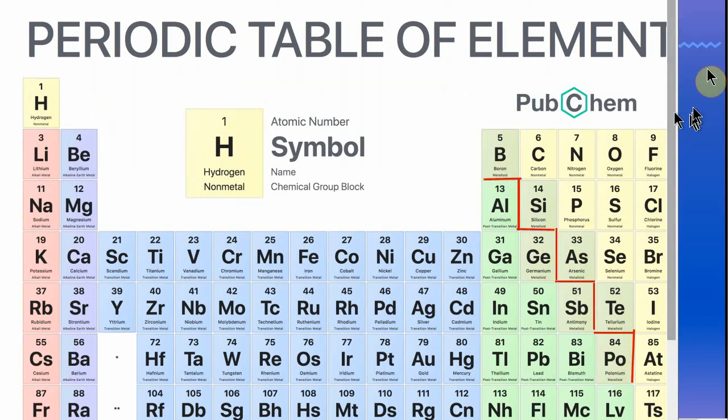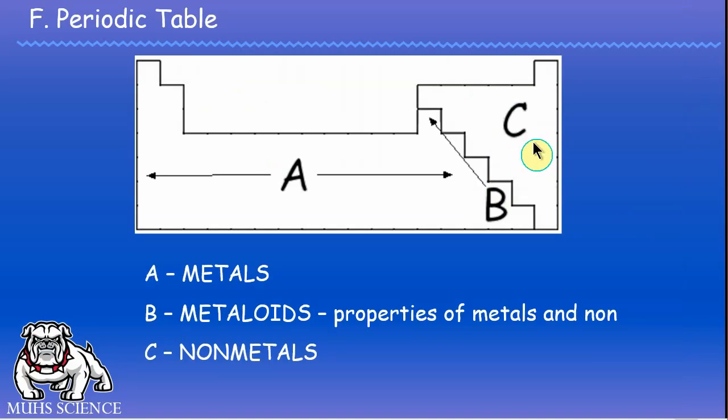So your typical non-metals are in region C. Non-metals are things that don't conduct electricity well, and they don't conduct heat well, and they're usually liquids and gases. The ones that are solids are not shiny like metals are. They're kind of dull. If you hit them, they'll tend to shatter and break. So those are your three big regions on the periodic table.